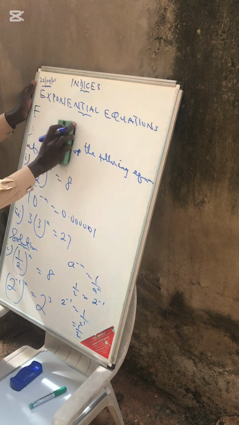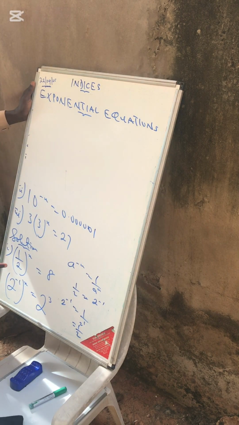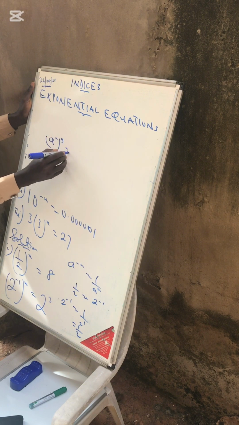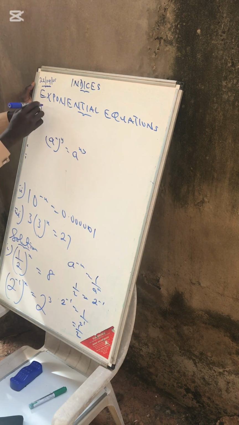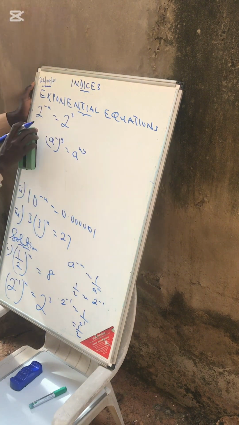So what does that mean? 2 raised to the power minus x is the same as what? Don't forget the rule that says a raised to the power x raised to the power y equals a raised to the power xy. So that means 2 raised to the power minus 1 raised to the power x will be 2 raised to the power minus 1 times x, which is 2 raised to the power minus x equals 2 raised to the power 3.